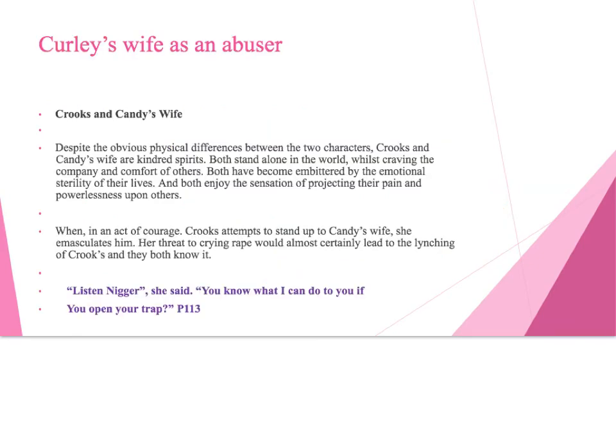She doesn't come into the room, remember that, but she does become a really abusive presence in chapter 4. Despite the obvious physical differences between the two characters, Crooks and Curly's wife, they are kindred spirits. They are parallel characters, because they're both alone in the world. They both want company. They both want comfort. But because their lives have been bitter, because they have this emotional sterility, that they have no connection, the only thing that they can do is enjoy the sensation of projecting their pain on others.